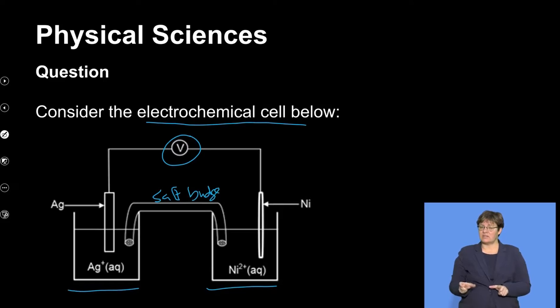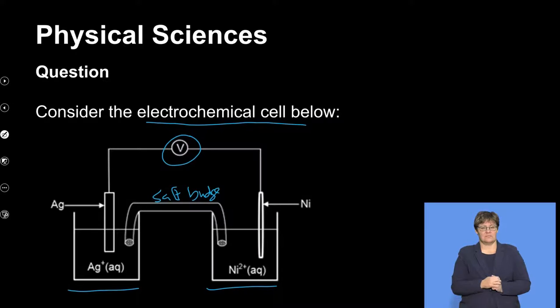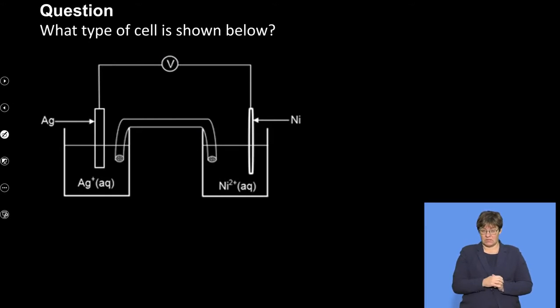And I think you should be able to recognize, as we look at the diagram, certain information that they're probably going to ask some questions about a galvanic cell. Well, let's go and have a look at the questions. So the first question is, what type of cell is shown? Well, we've already said that this is a galvanic cell.